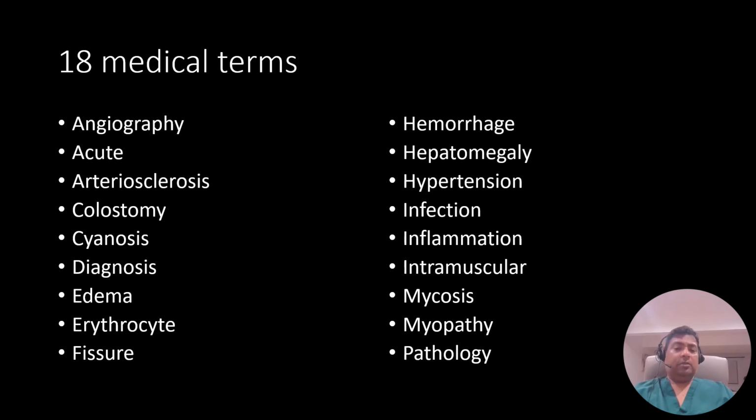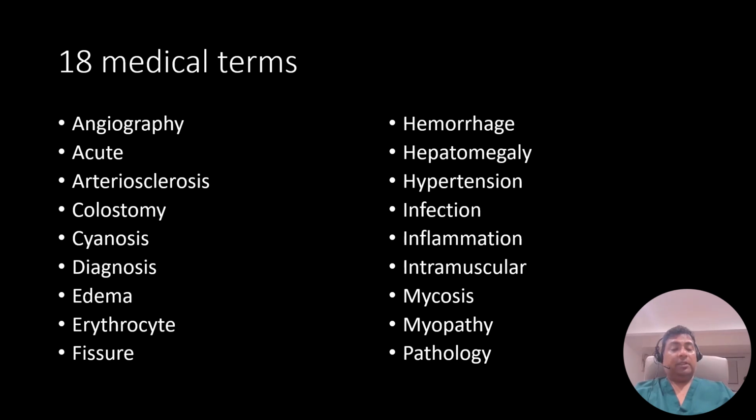Let's look at 18 medical terms and see if we can figure them out. Angiography. Angiography is a complex term. Angio meaning vessel, in this case blood vessel. Graphy is recording of. So an angiography is a recording of a blood vessel. Acute is short duration. If a disease or symptom lasts less than 3 months, it is known as acute. The opposite of acute is chronic, which means that something lasts for a long time.